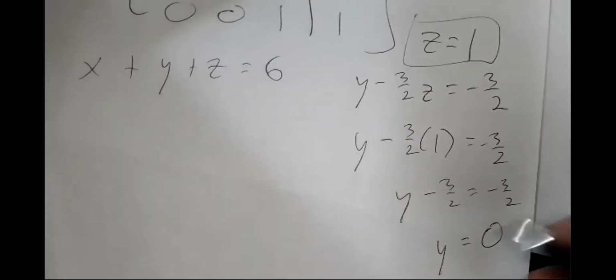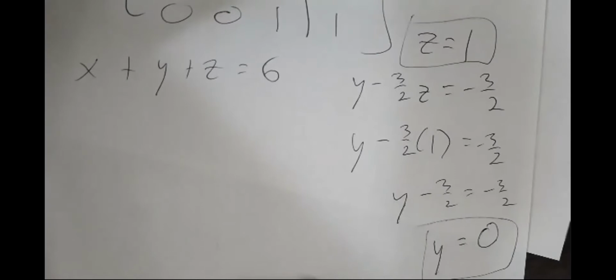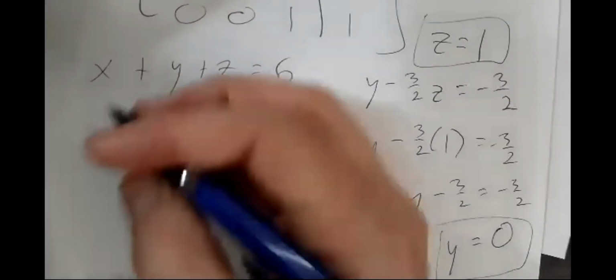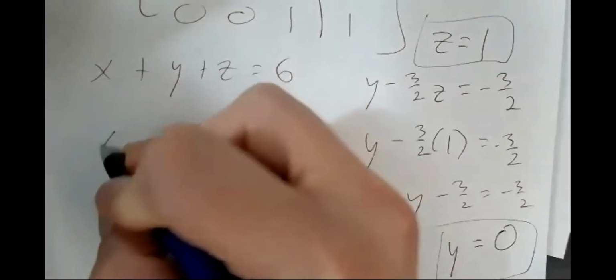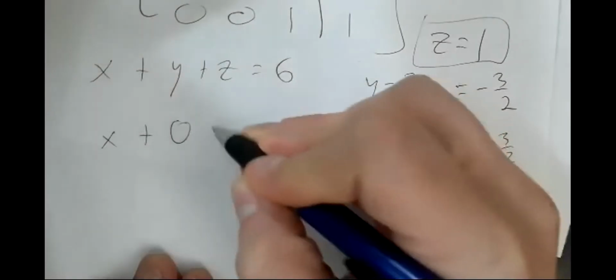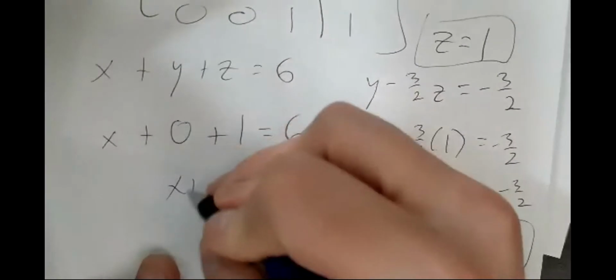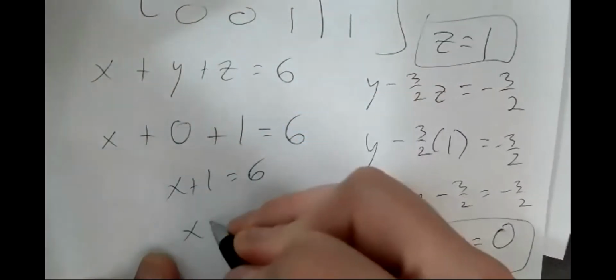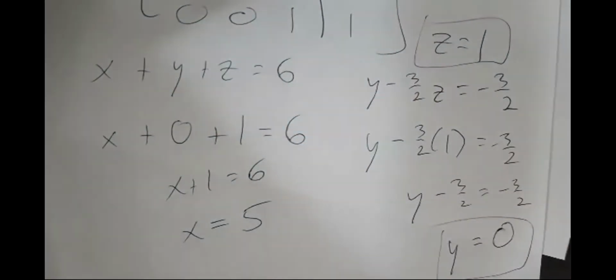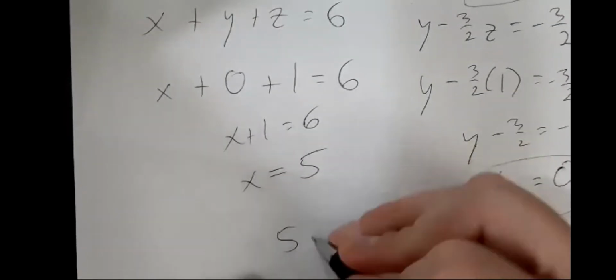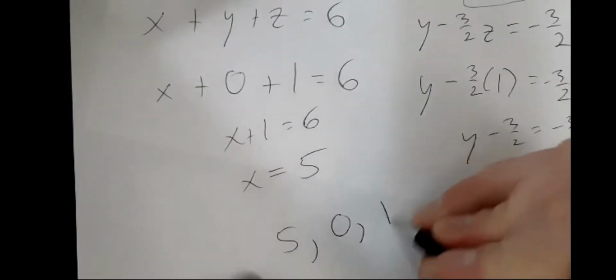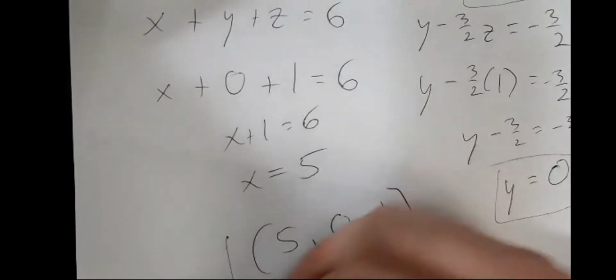And we're almost there. We have one last thing to solve for. X plus 0 plus 1 is going to be 6. So x plus 1 equals 6. I believe x is 5. So putting it all together, 5, 0, 1 is the point that we're talking about.